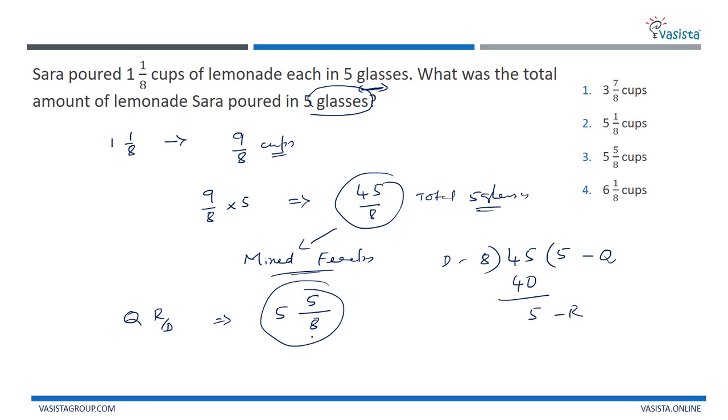So 5 5/8 cups she is going to pour for 5 glasses. So the answer here is 5 5/8. That is the third option. This is the answer.